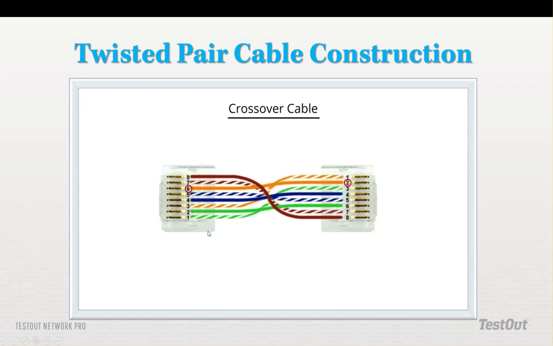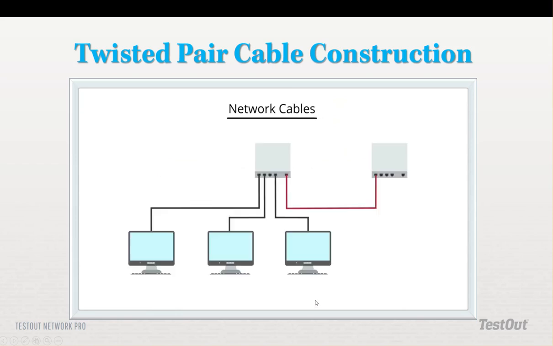Crossover, you can see how pin 1 goes to pin 3, pin 2 goes to 6, and you can see 6 and 3 go to 1 and 2. So you can see the send here is the receive here, the send here is the receive there. And this is how the network cables work.